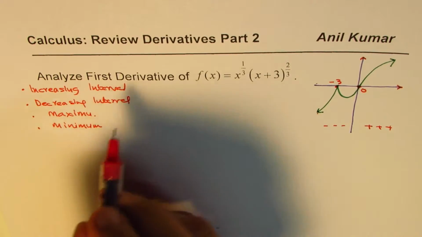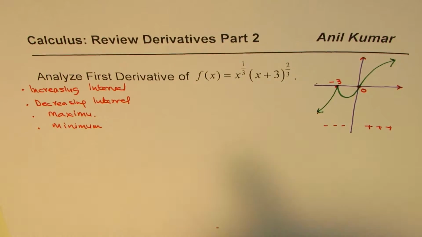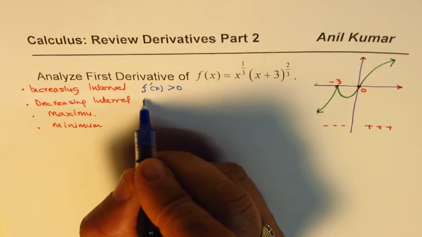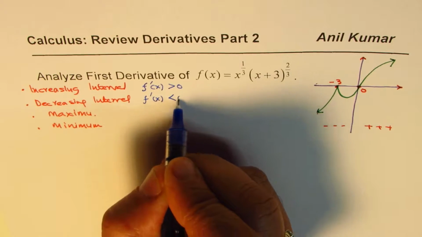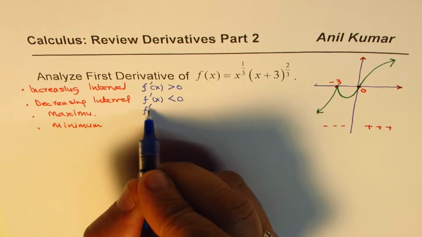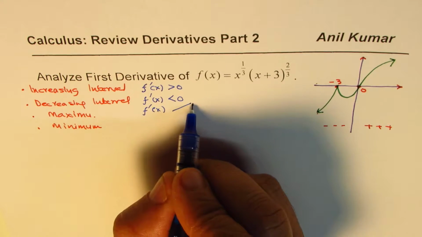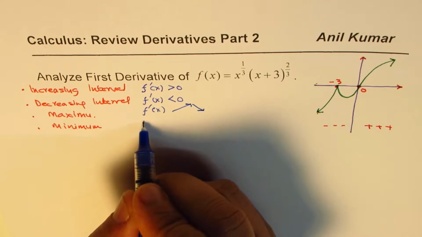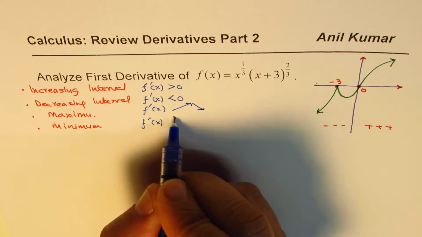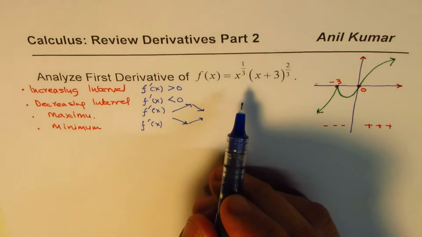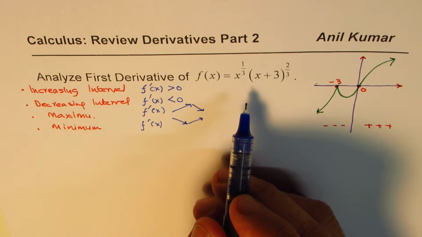So the increasing interval is when the derivative f dash x is greater than 0. The decreasing interval is when the derivative is less than 0. Maximum is when the derivative changes from positive to negative, and minimum is when the derivative changes from negative to positive. Is it okay? So that is how we are going to answer all these questions in this particular video, right? So let's begin by finding the derivative of the given function, right?